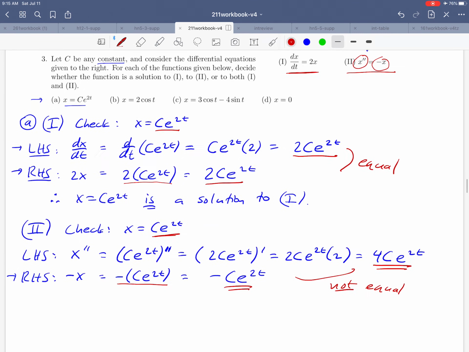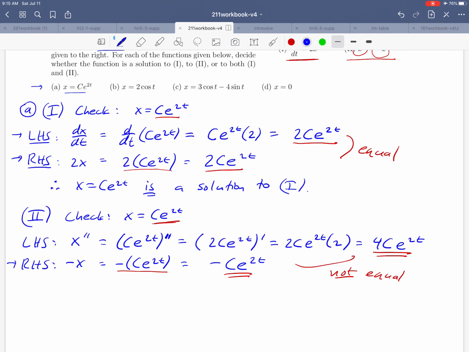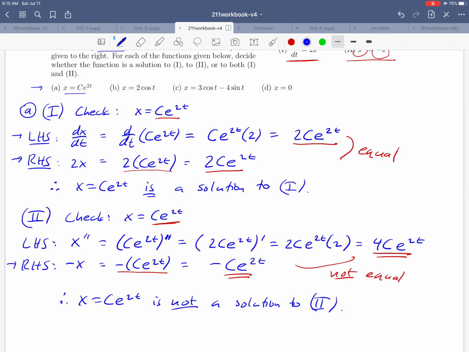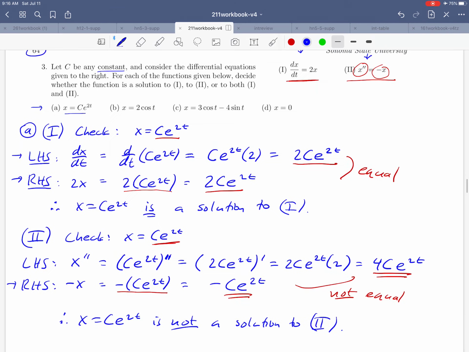So we have just confirmed that c e to the 2t is not a solution to the second differential equation. Okay. So we have just completed part A, discovered that it's a solution to differential equation 1, but not to differential equation 2. Okay, so let's move on to part B here again.